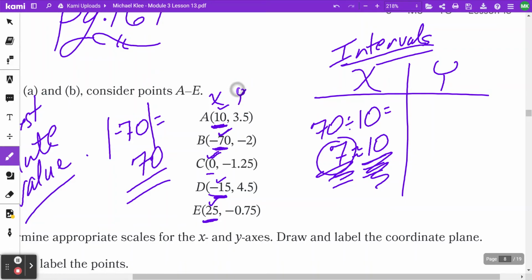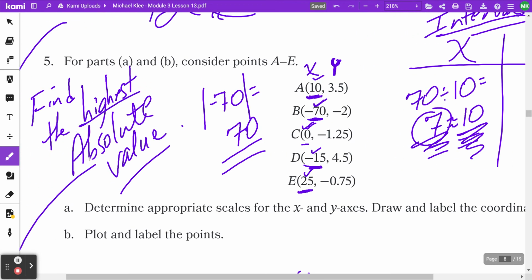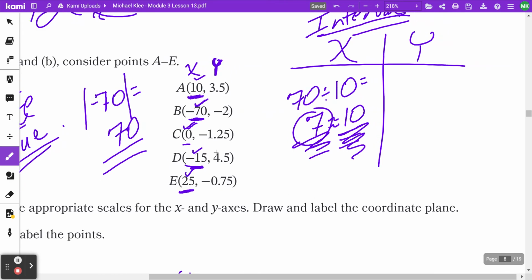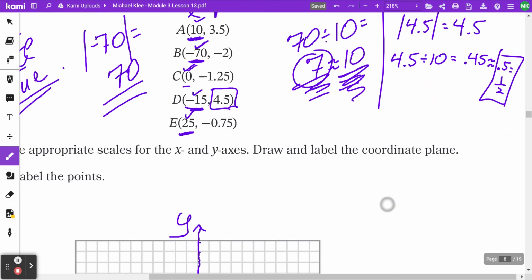So now I'm going to do the same thing with my y interval. And again, I'm going to look for the highest absolute value, the furthest away from 0. And it looks like this 4.5 is the furthest away. So my absolute value of 4.5 is actually, well, 4.5. And if I divide that by 10, because I still have the 10 boxes. I know this sounds kind of complicated, but it goes pretty quick, actually. I wind up with 0.45, which is super close to 1/2, right? 0.5, which is really 1/2. So that's what I'm going to use for my y interval, 0.5 or 1/2.